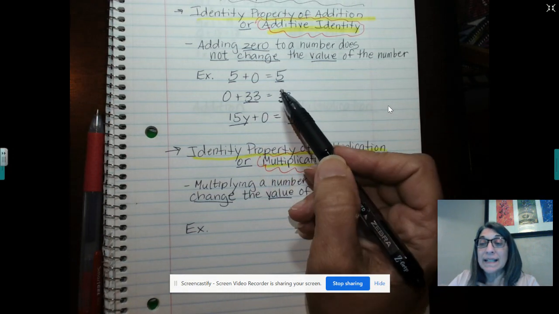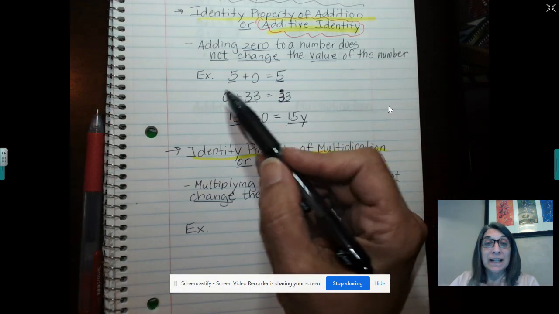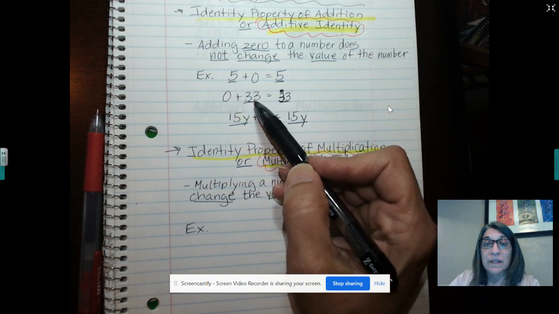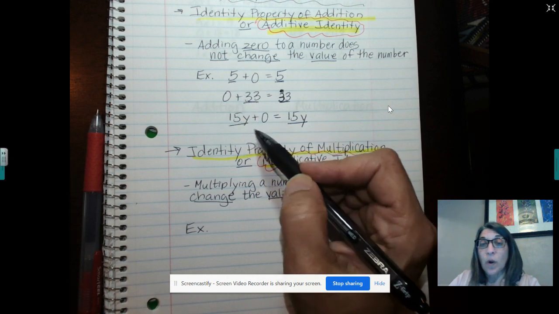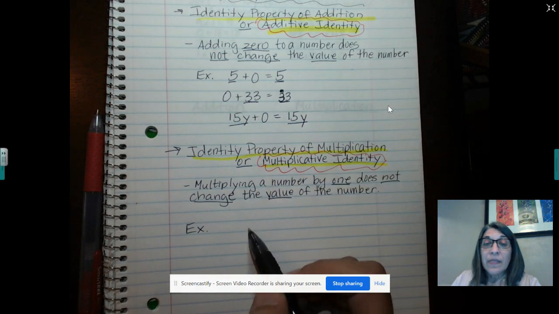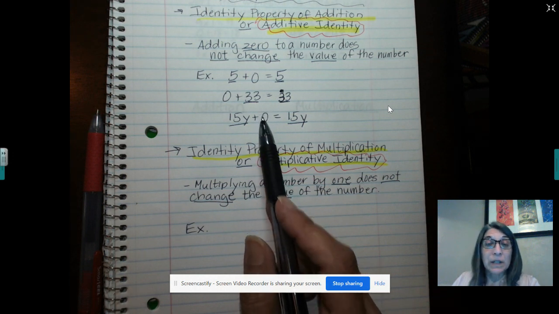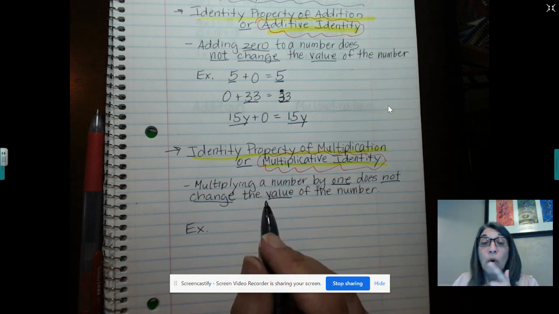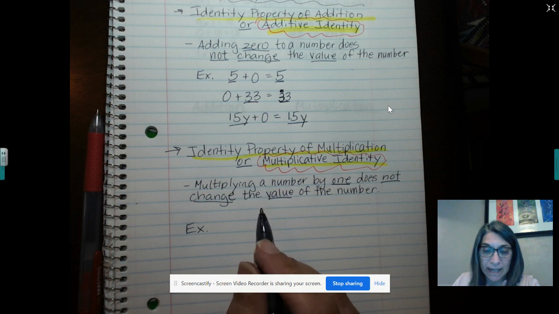So the reason it's called identity is because the number keeps its identity. The 5 is still a 5. The 33 is still a 33. The 15y is still a 15y. And if I multiply anything by 1, the number still keeps its identity. It still keeps its number.